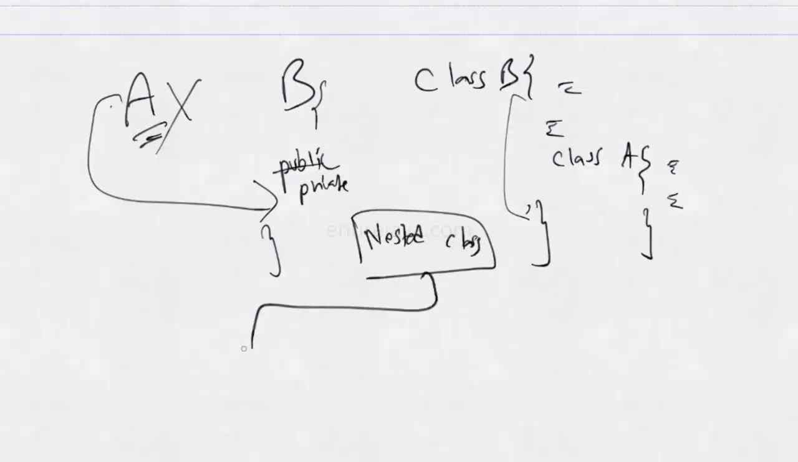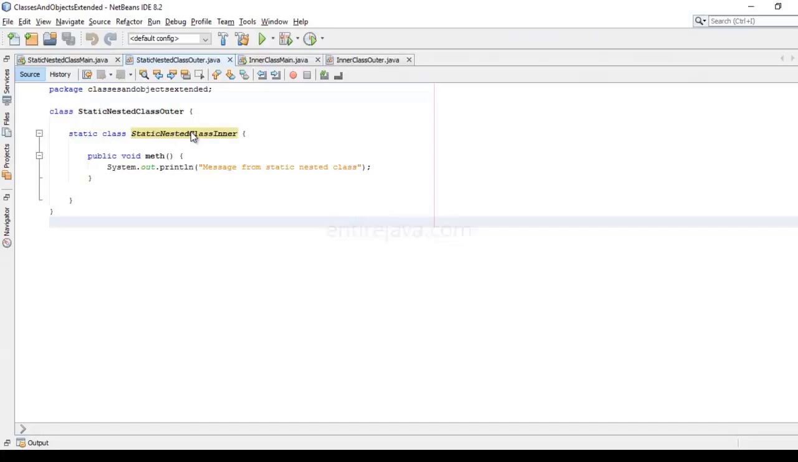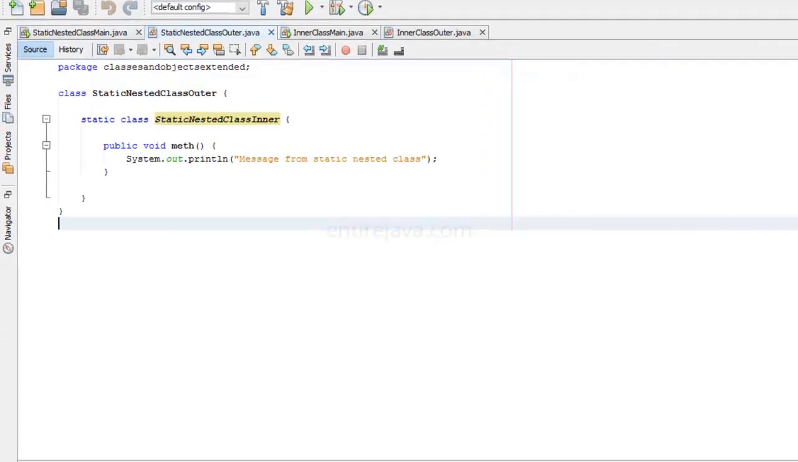In that we have static nested class and non-static nested class. This is also called an inner class. Now let's take a look at both these examples in our workbench. See you there. Let's talk about static nested class first.